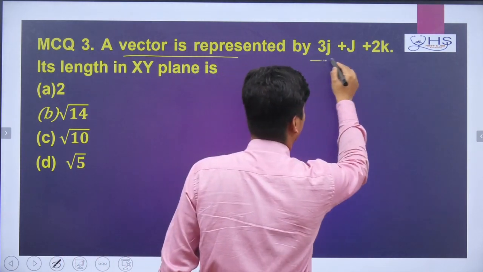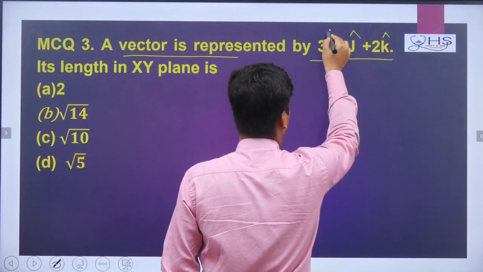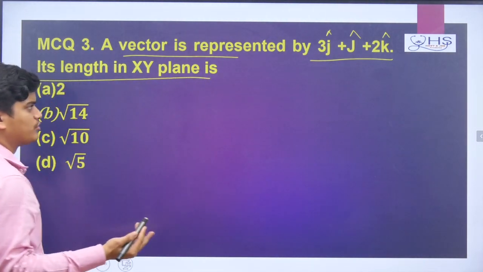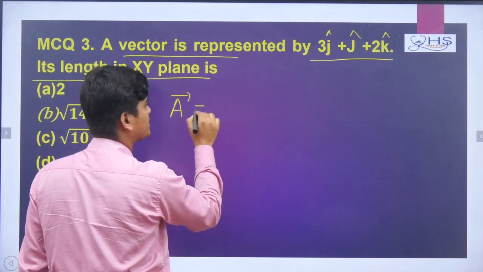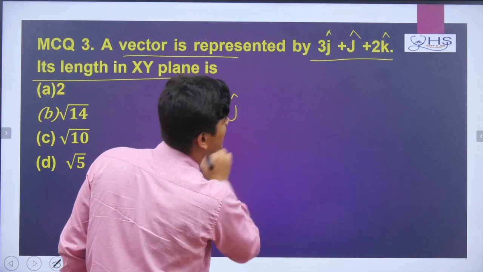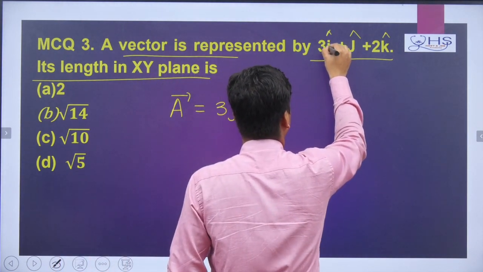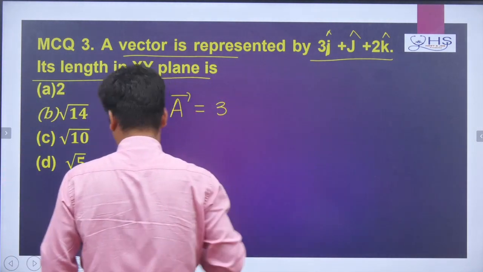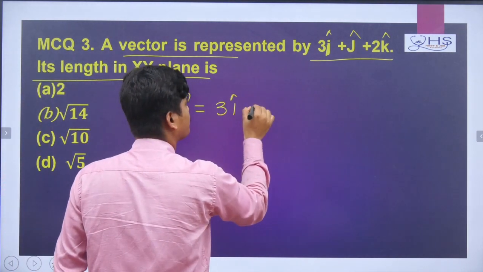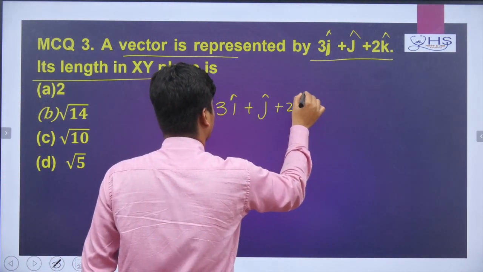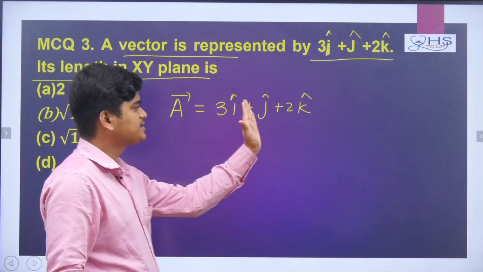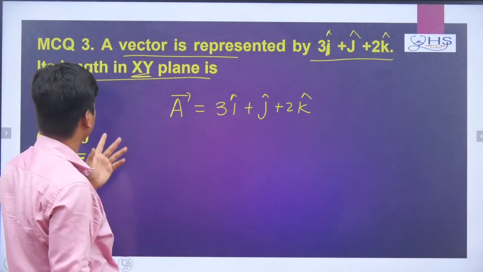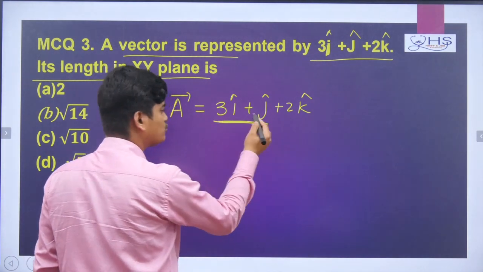A vector is represented by 3i plus j plus 2k. So, components are given like this for the vector. Its length in the xy plane is how much? So, write down the vector, 3i plus j plus 2k. Now, see, this i is the unit vector along the x axis, j is the unit vector along the y axis. They are asking about the xy plane, so what is the length in the xy plane? These components will contribute to the xy plane length.